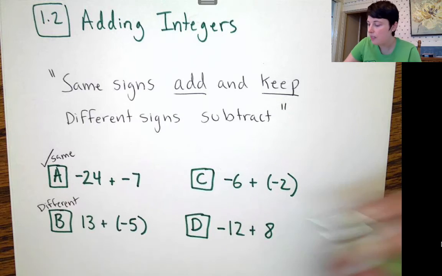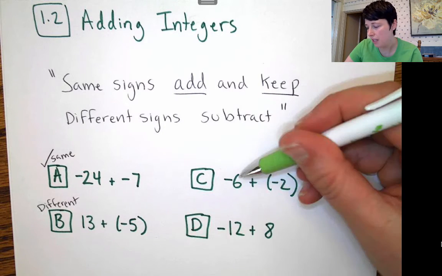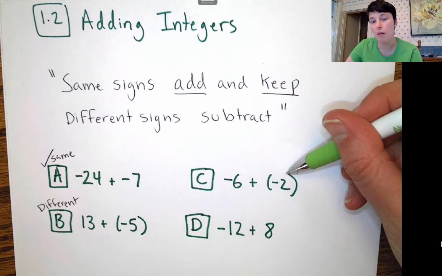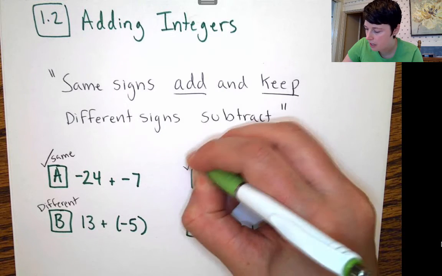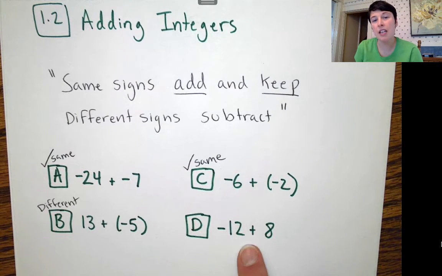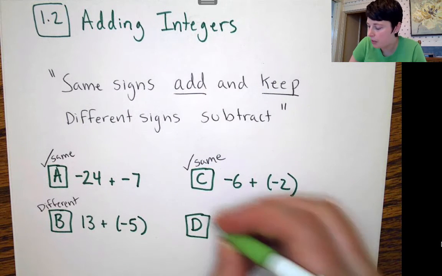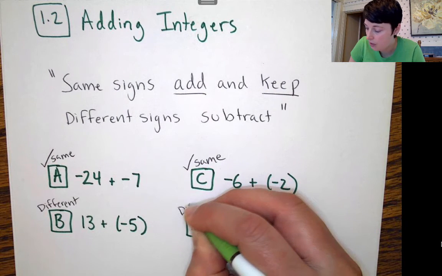Okay, I'm going to look at C here. -6 plus -2. They're both negative. Another same sign problem. Okay. And then the last one, D, -12 plus 8. -12 plus a +8. Those are opposite. Those are different signs. They do not match.